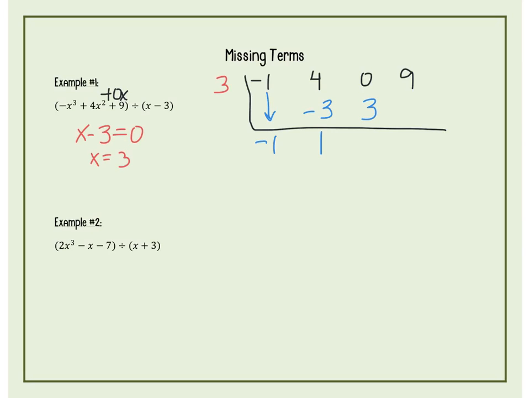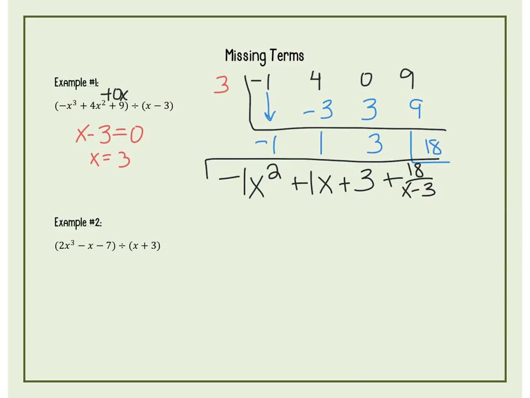Multiply with the number on the outside. Add those together. Multiply with the number on the outside. So even though I see 9 and 9 in your head, you're thinking, oh, we have no remainder. No, 9 plus 9 is 18. Okay? So now I'm going to write my answer. I always start with one exponent lower, so -1x squared plus 1x plus 3 plus your remainder over your divisor or your denominator. And that's my answer. Okay?